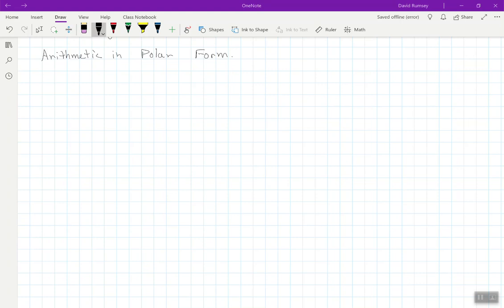So we're first going to talk about multiplying in polar form. And that's actually going to be very straightforward. So we're going to have two complex numbers in polar form, and we want to multiply them.